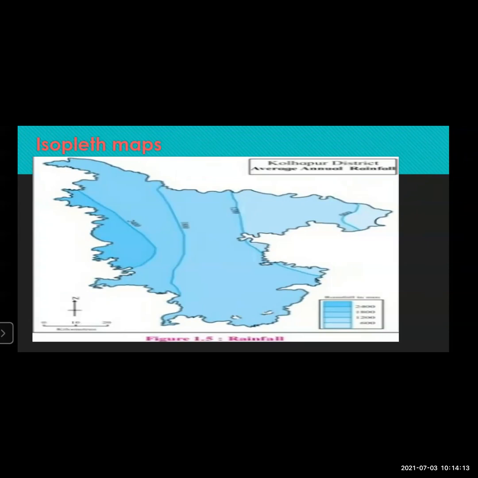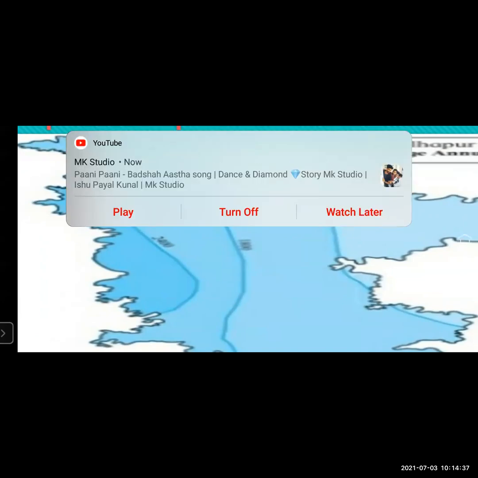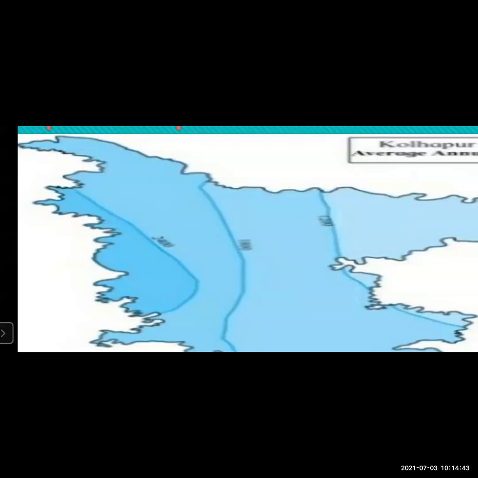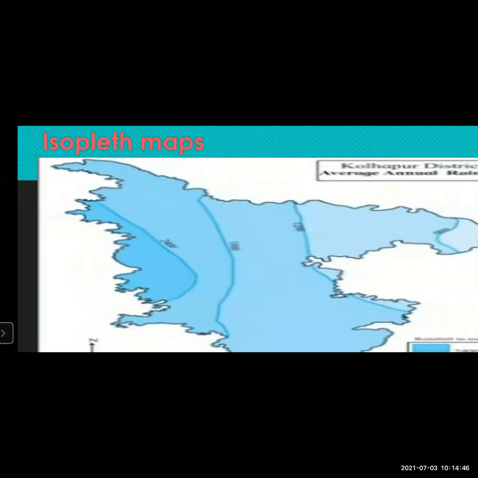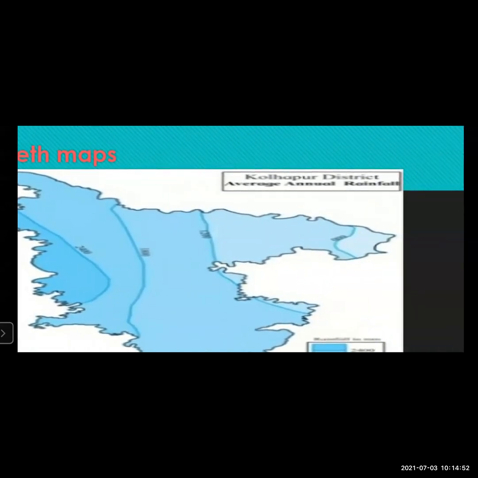The first question is, in which direction is the rainfall more? Now, if you see the directions north, south, east, west, the direction which has a darker shade, you can see here it falls on the west side. So the rainfall is more on the west side. Now, second question, in which direction is the rainfall decreasing? If you see the decreasing value, that is the light color, you can see here on the east side. So in the east direction, the rainfall is decreasing.